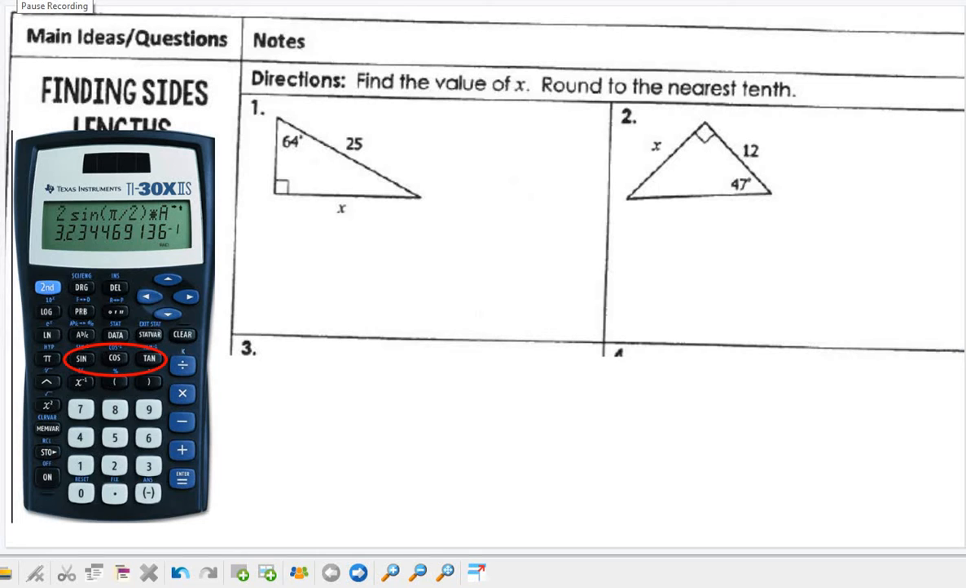Okay, so we're going to use SOHCAHTOA again today to find side lengths of triangles. We're going to be using that TI-30X right here, the blue calculators we've been using. The reason we're going to continue to use these is these are the same ones that you have to use in trig, so it's kind of important that you know how to use it. The calculator should already be in degree mode.